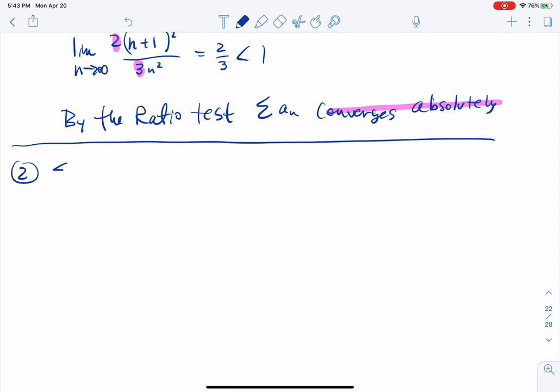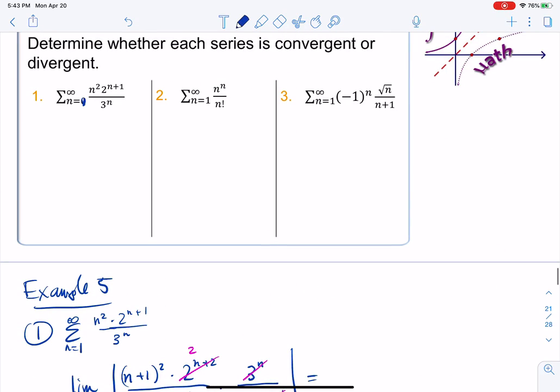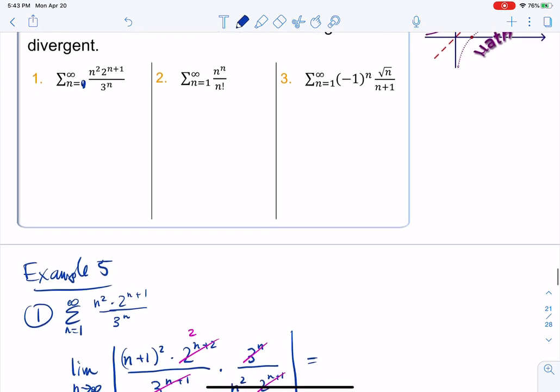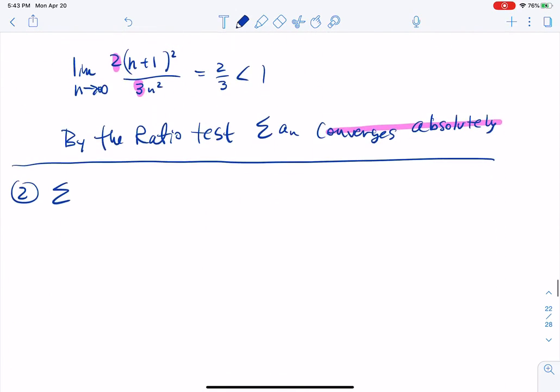Number 2. The summation from n equals 1 to infinity of n to the n over n factorial. That's strange, but it definitely looks like something you'd want to use the ratio test on. You've got exponentials, but it's a weird exponential, and you also have factorials. Let's try the ratio test on it.